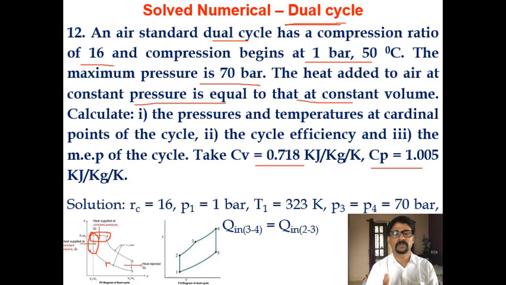So it's a combination of Otto and diesel, hence the name dual cycle. So here heat addition has two terms, be careful about this. One is 2 to 3 at constant volume and the other one is 3 to 4 at constant pressure.